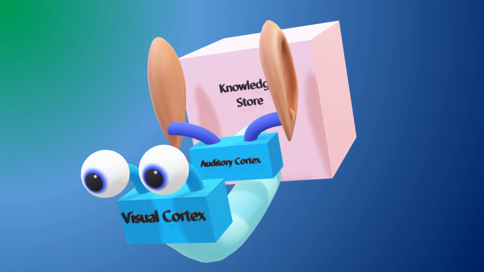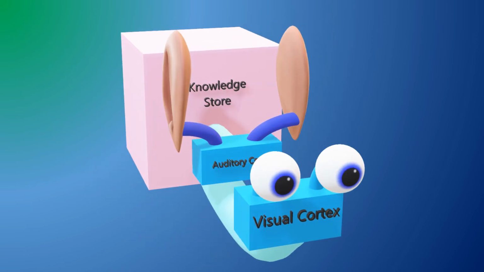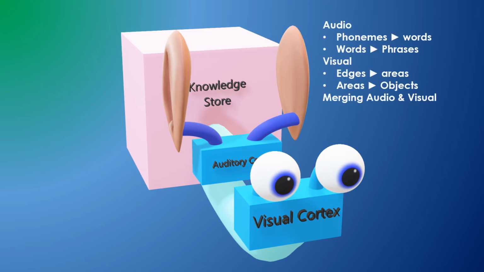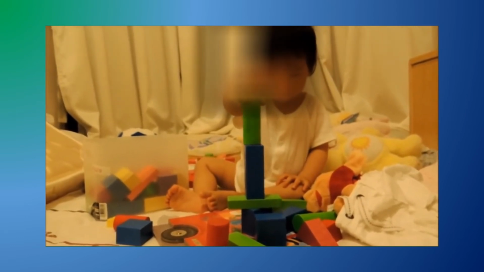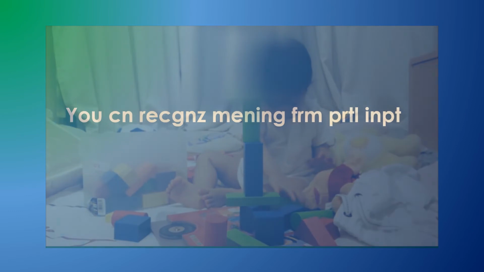The first thing we can be sure of is a knowledge store which learns to convert audio information to words and phrases, matches visual information to areas and objects, and merges visual, auditory, and other incoming information. You learn very early that objects with a flat top and bottom can be stacked, you learn which sequences of phonemes represent specific words, and you eventually learn to associate stackable objects with the word blocks.